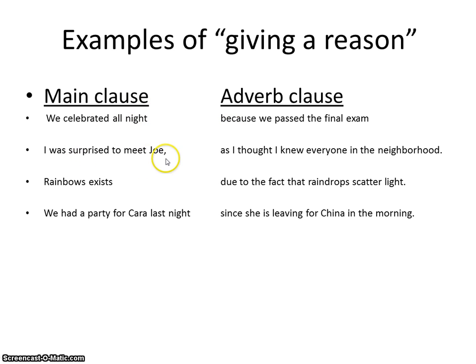I was surprised to meet Joe, as I thought I knew everyone in the neighborhood. Here's my as, and I have to have a comma. A comma has to come before the as if you're going to use the adverb as.